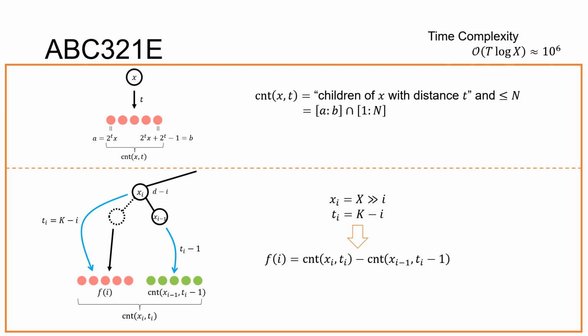But we must subtract children passing x of i minus 1 from it. So we subtract count of x i minus 1 and t i minus 1. This is f of i. This ends problem E.